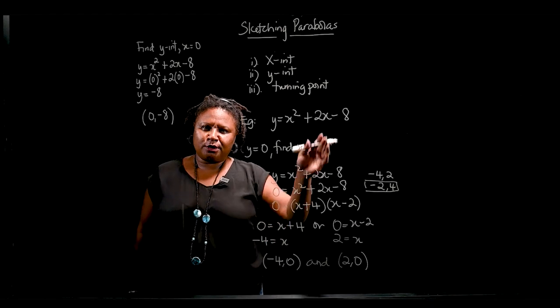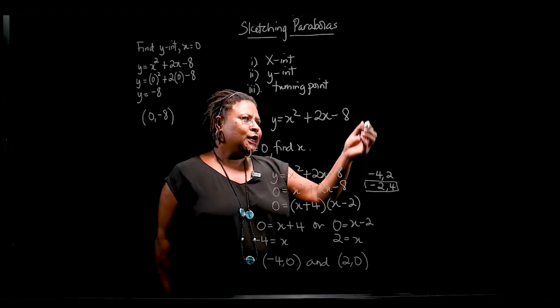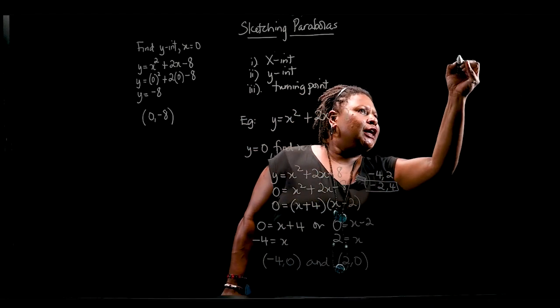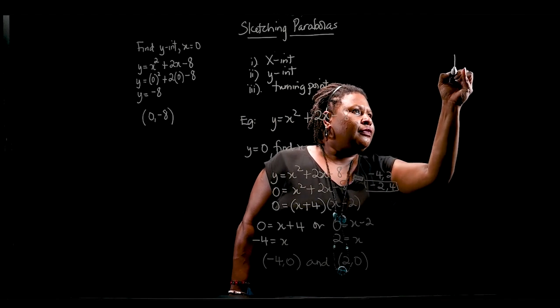So we currently have our x-intercepts and our y-intercept. Now let's see how this will go on a Cartesian plane, before we do the last part of our working out.